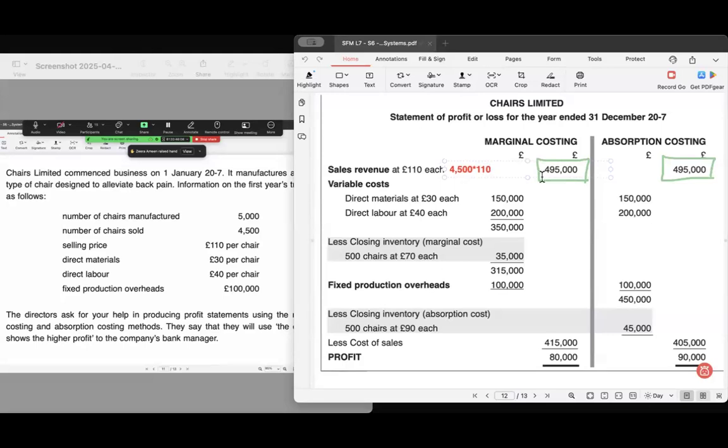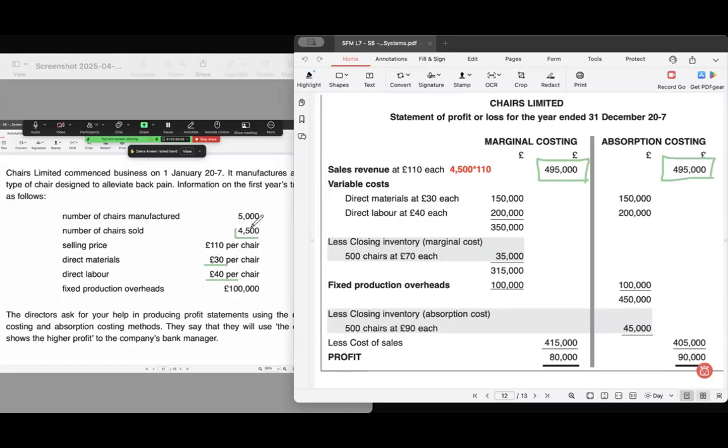That is correct. So 4,500 into 110 is equal to 495,000. And now we are going to consider variable cost. As you know, under marginal costing and absorption costing, we have to take variable cost into consideration. So they have given the variable cost per unit, which is £30 per chair, and £40 per chair, which is direct labor. Now we need to convert this into total variable cost. So how do we do it?